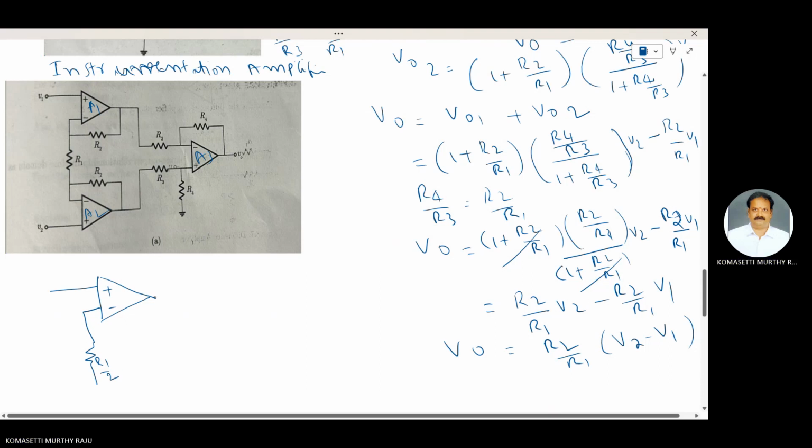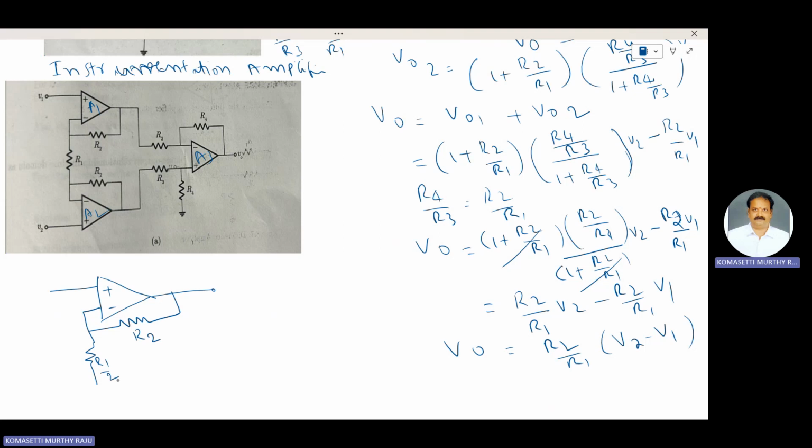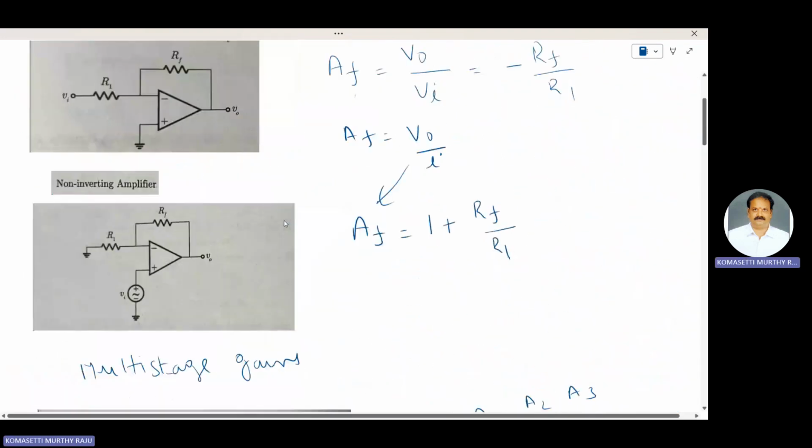R1 by 2 here. This one is R2. This one is V1 voltage. A1 is in non-inverting mode. This is connected to ground. This is connected to ground. Inverting mode was already explained. This is the inverting amplifier.